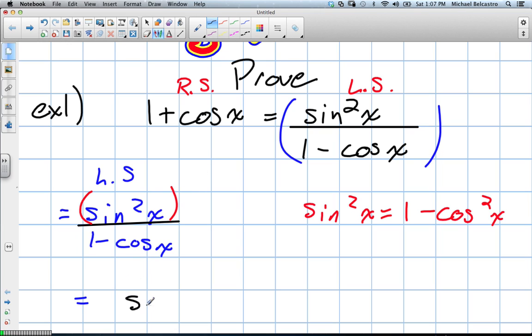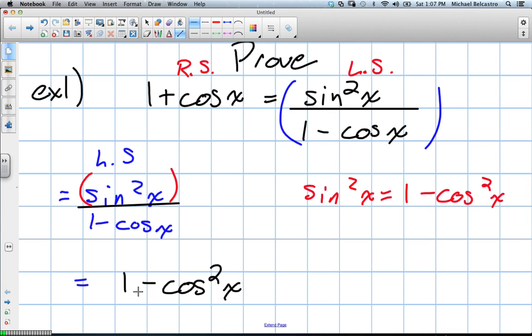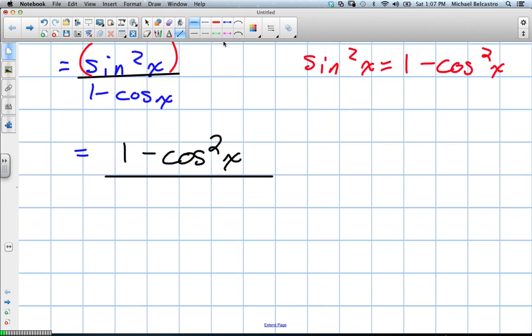So we then get 1 minus cos squared x divided by 1 minus cos x. Now this is tempting, but we can't actually eliminate this here. What I want you guys to recognize is that this is technically squared, right? Because what's 1 squared going to be? 1. So I can say that this is squared, right?